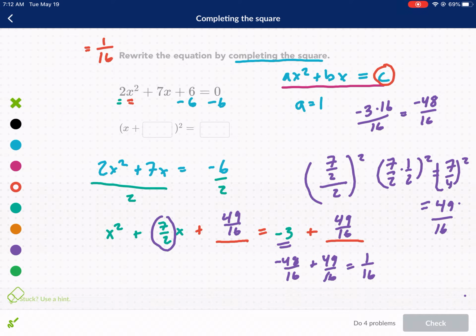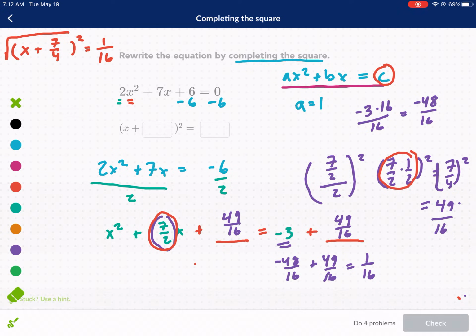And now I'm going to put this into factored form. That's the whole goal with completing the square, is you get it into factored form where you have a binomial squared. So in order to get that, we're going to have x, and then it's going to be plus, and then we take half the middle coefficient, and that's going to be the second term in the binomial. So that's going to be 7 over 4, as we already determined. 7 over 2 times 1/2 of that is 7 over 4. So this is our binomial, and now we can take the square root of both sides.